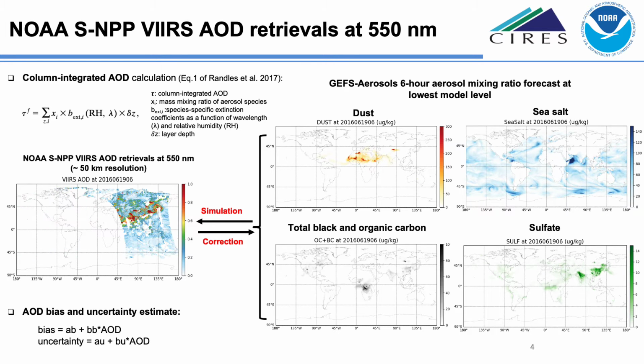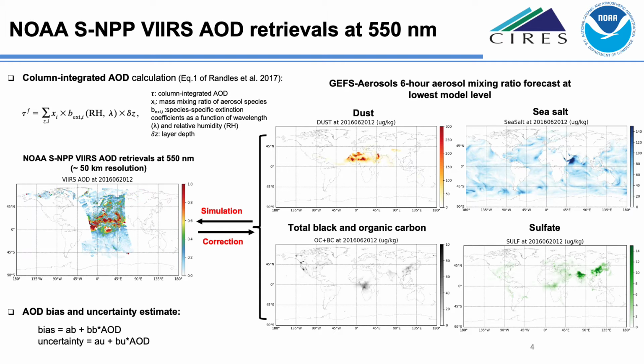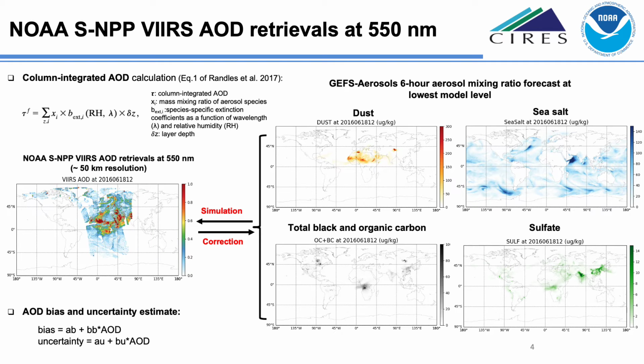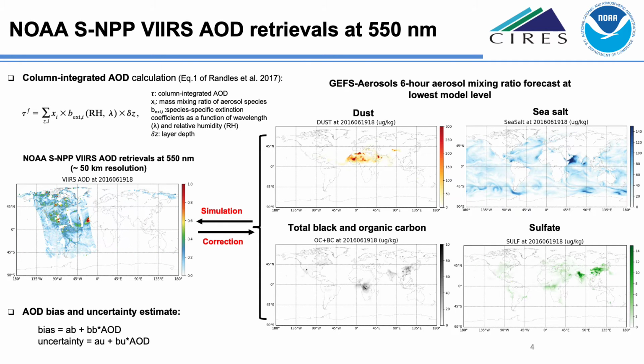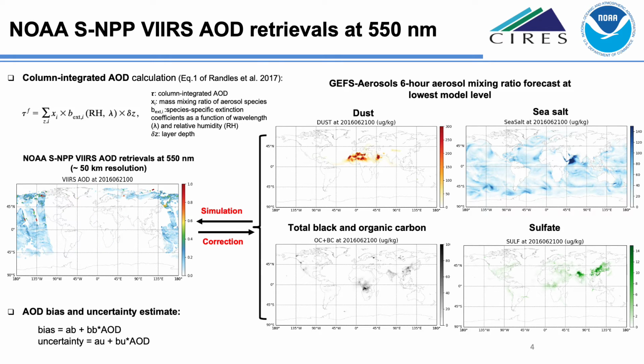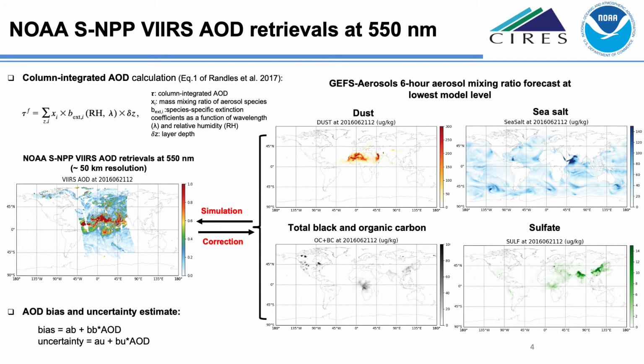AOD is a column integral type of observation. It represents the total aerosol extinction of solar radiation over a whole column. It can be expressed as a summation of aerosol mass mixing ratio multiplied by its extinction coefficients and model layer depths. The left animation shows an example of the NOAA SNPP VIIRS AOD coverage every 6 hours. That's about 1/4 of the whole globe. By following the above equation, all the 15 aerosol species in the GEFS-Aerosols model will be used to simulate the AOD. The resultant AOD increments will be used to further correct the aerosol mixing ratio of the whole model layers.